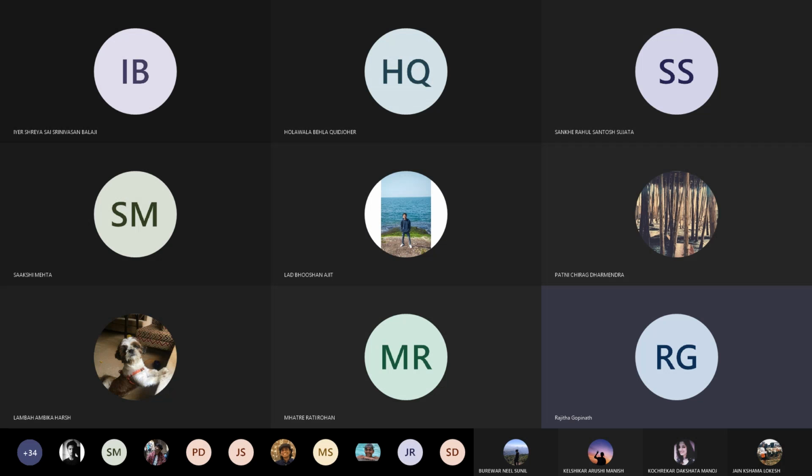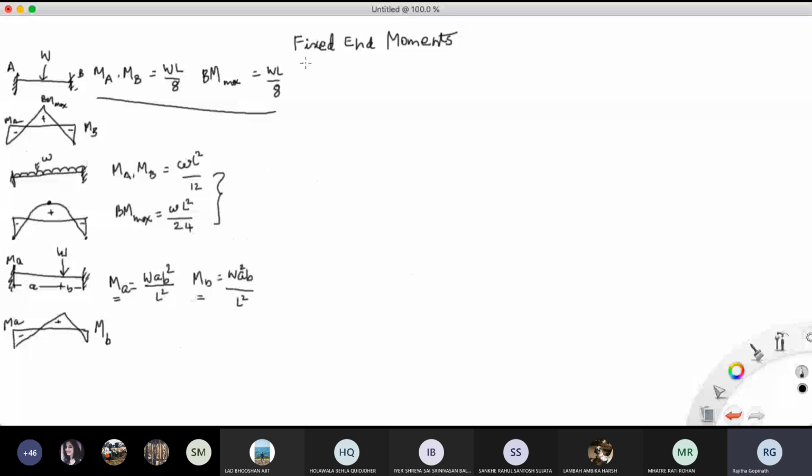Okay, let's get straight on to it. I have a question. A is always the further side? No, not necessarily. This is just to say that for MA, if you take the moment of this side, it is W into A into B squared by L squared. If you want MB, then it is W into B and the far one, A squared divided by L squared. Okay.